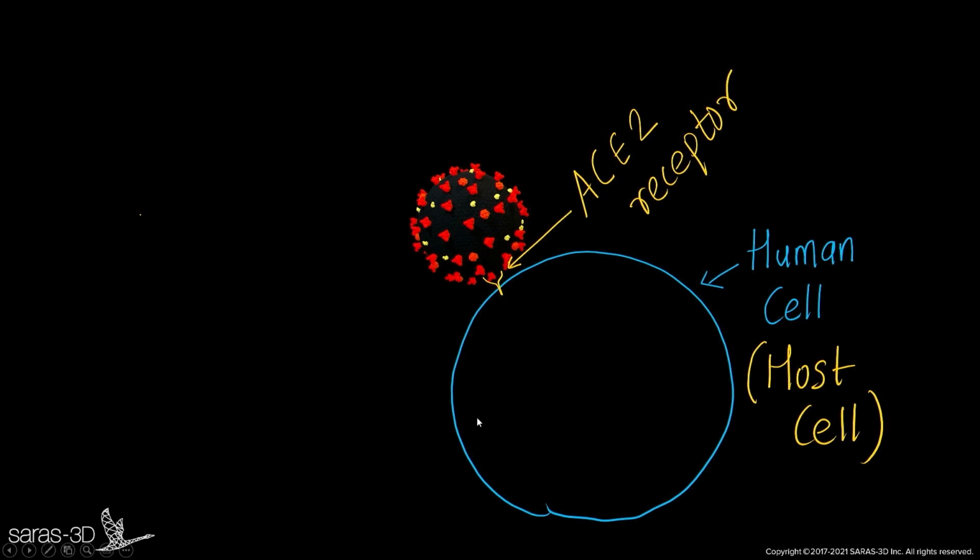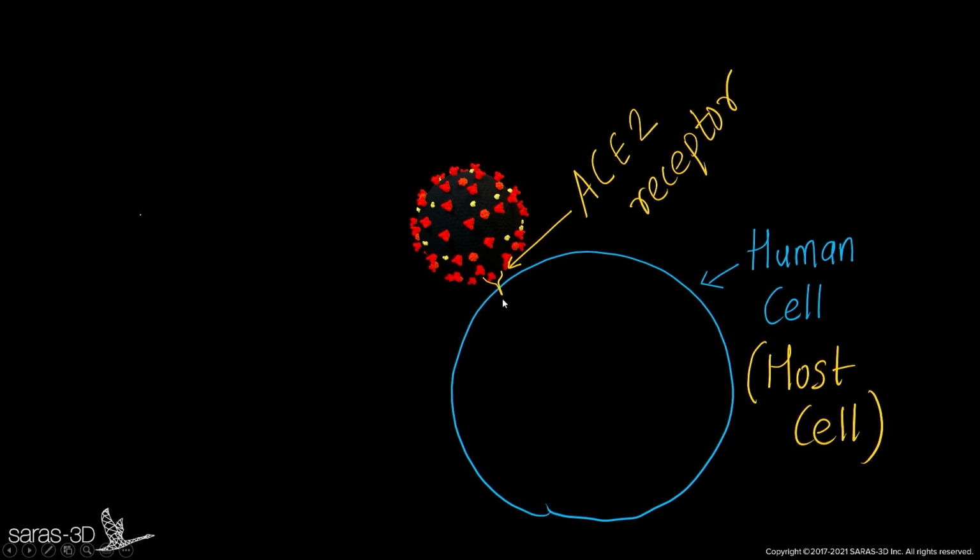So here you can see that we have tried to represent a human cell, that is a host cell that is attacked by the virus, and on the cell membrane there are many proteins found. Even on the human cell membrane there are a lot of different proteins found, one of which is known as the ACE2 receptor. The ACE2 stands for angiotensin converting enzyme receptor 2.